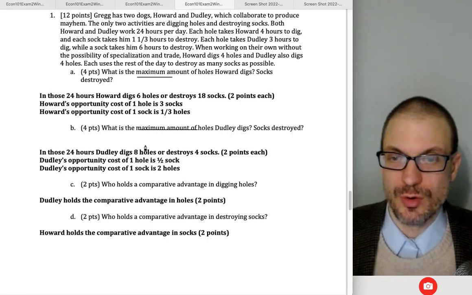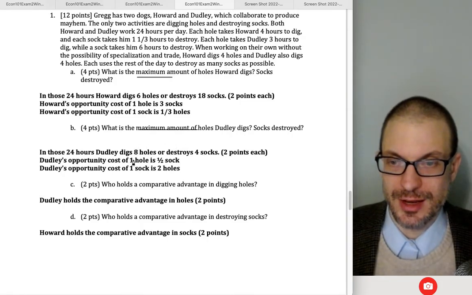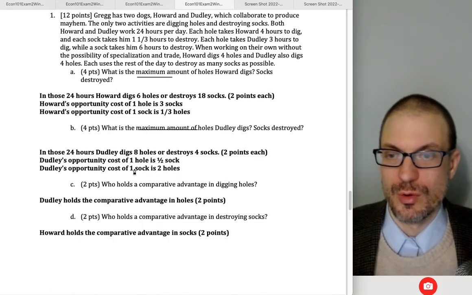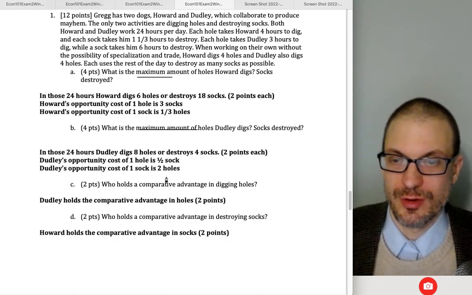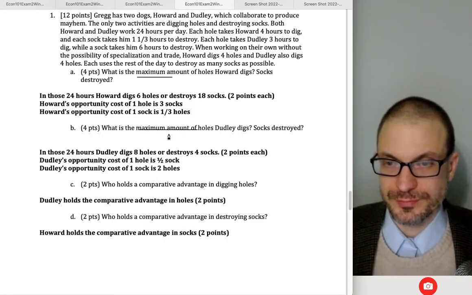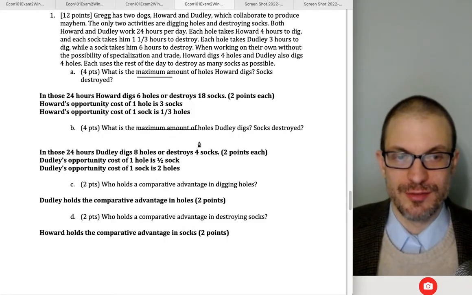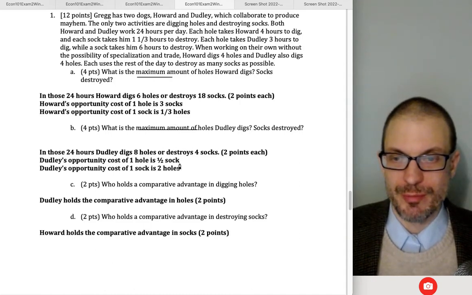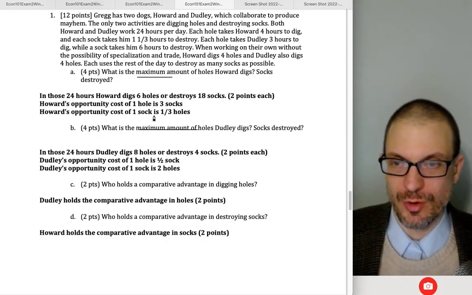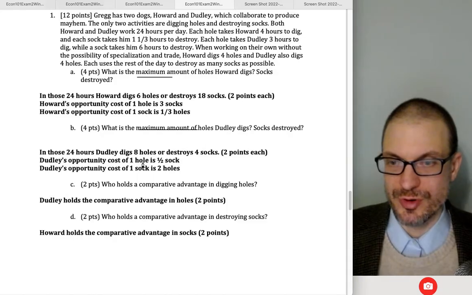For Dudley, it's 8 holes or 4 socks. Dividing by 8, it's 1 hole or 1/2 sock, or 1 sock or 2 holes. Okay, so who has the comparative advantage? I like looking to see which is the smallest number that we've identified. It's 1/3 right here. So Howard has the comparative advantage in destroying socks. If Howard has a comparative advantage in socks, Dudley must have a comparative advantage in holes. Sure enough, Dudley's opportunity cost of 1 hole is 1/2 a sock, but Howard's is 3.